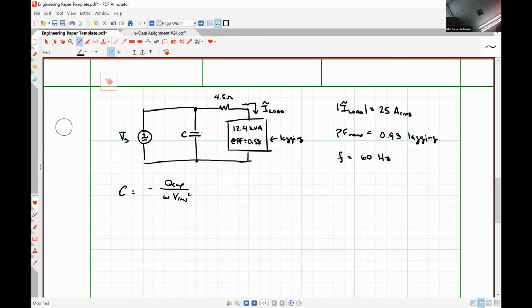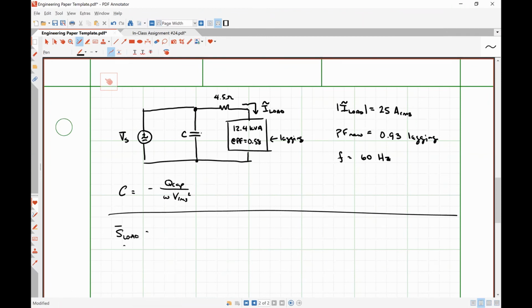So we're going to approach this in a pretty similar way, but there's going to be a little bit more legwork that we have to do to start things off. So let's look at what we can figure out. Do we have enough information to figure out what the complex power absorbed by the load is? Yes. All right. So how would we go about doing that?